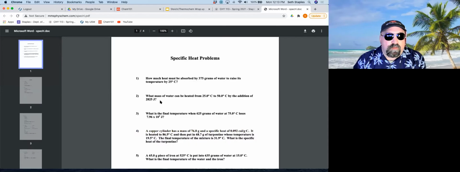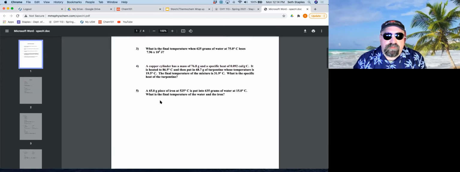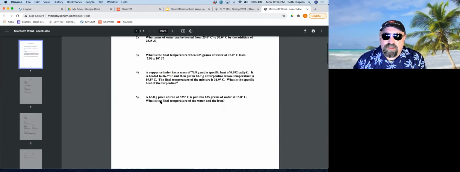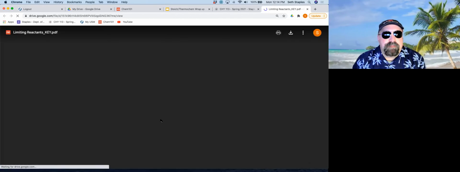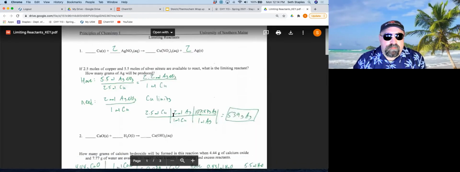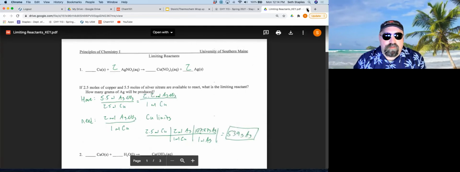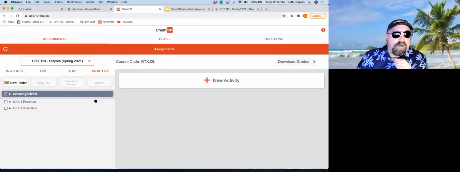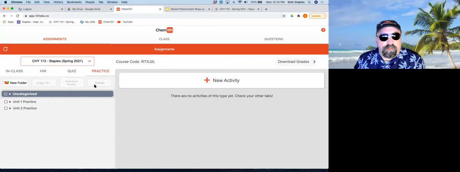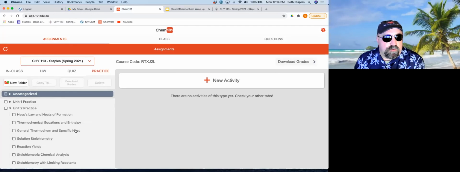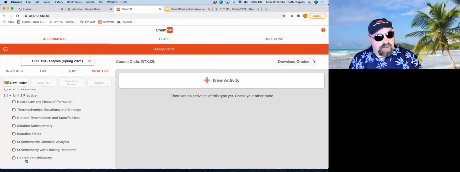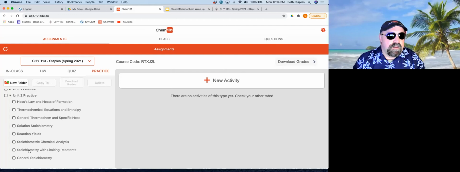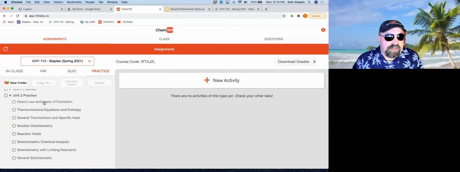Like in this practice worksheet here, you've got some specific heat problems, and then you have the answers right there to check yourself. Or in some cases, if the key isn't built in, I've made an answer key for you. So you'll have answer keys to all of these different practice problems here. Remember, Chem 101 also has a lot of different practice problems that I've made available to you. If you go here to Unit 2 Practice, we can see these again broken down into various categories. If you want to look at just some general stoichiometry help, yes, there's some help here, some limiting reactants, and so forth. Hess's law and heats of formation.